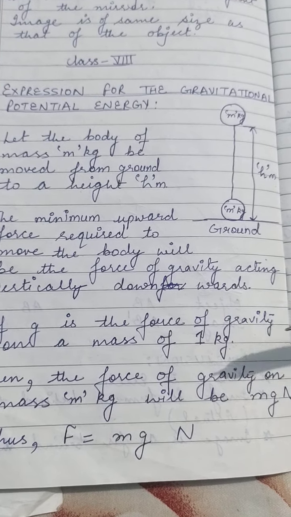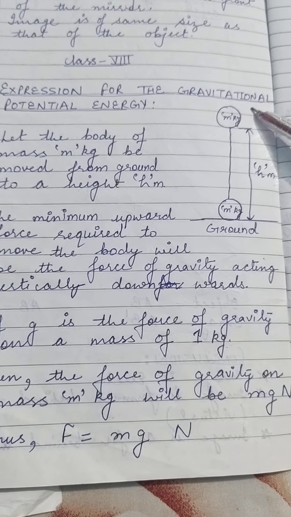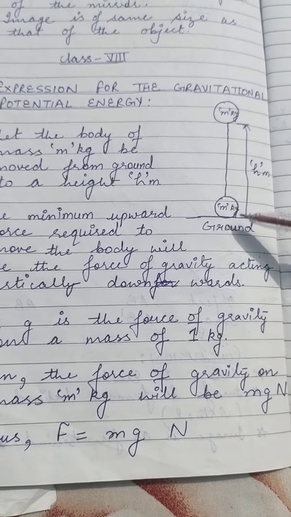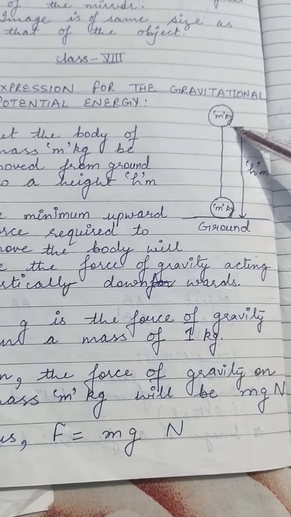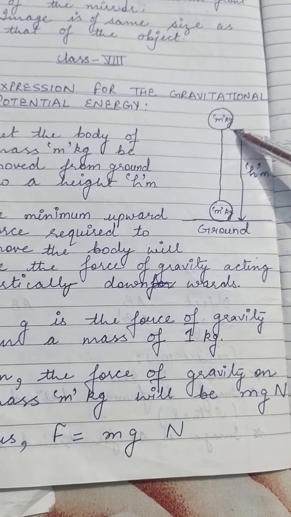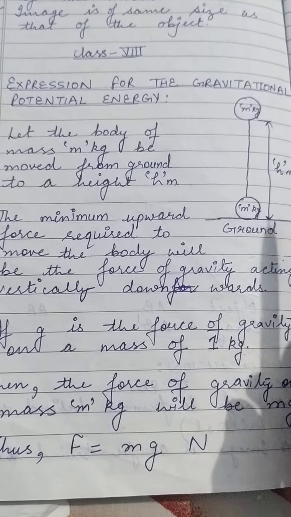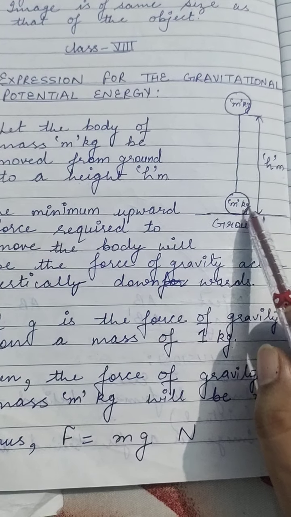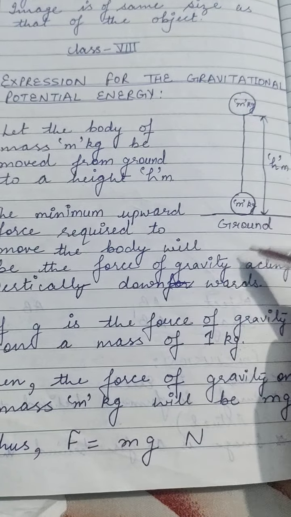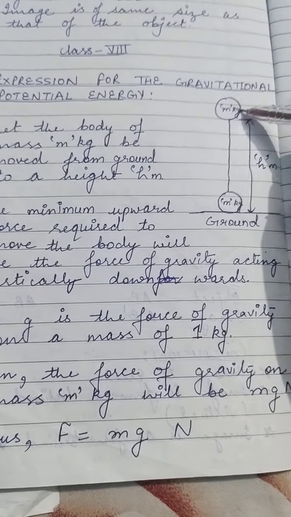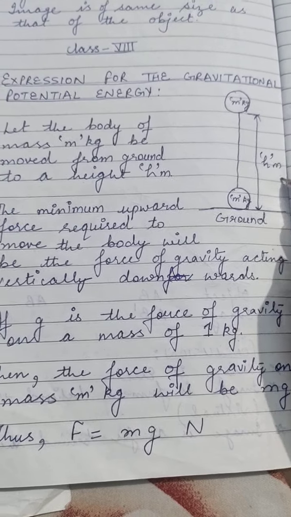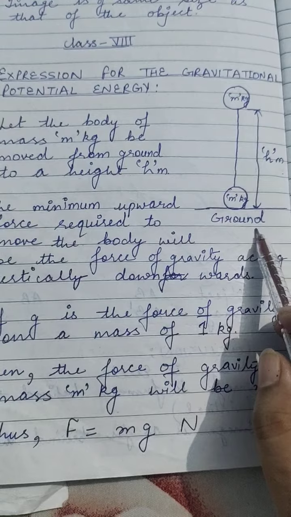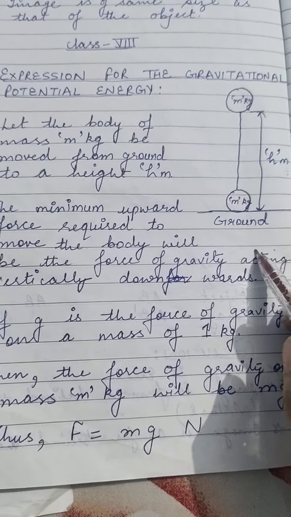And if we want to calculate the gravitational potential energy, for that we have to measure the amount of work done in moving that body up to a height against the force of gravity. So for this expression we can consider a body. Let us say there is a body whose mass is m kg and we are taking it from the ground to a height of h meter. And the minimum force required will be the force of gravity, which is acting vertically downwards.